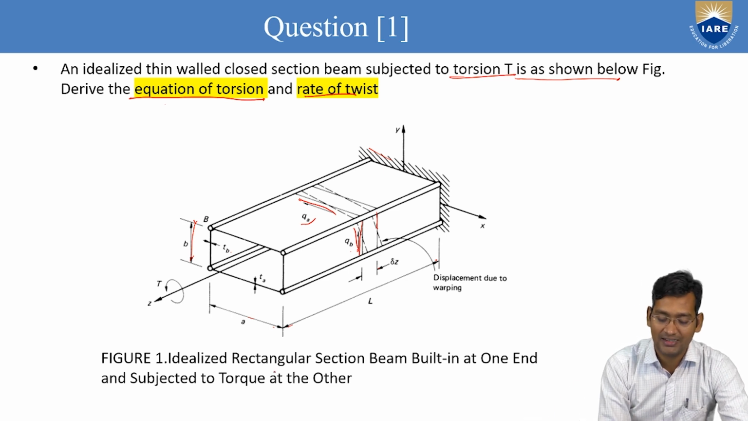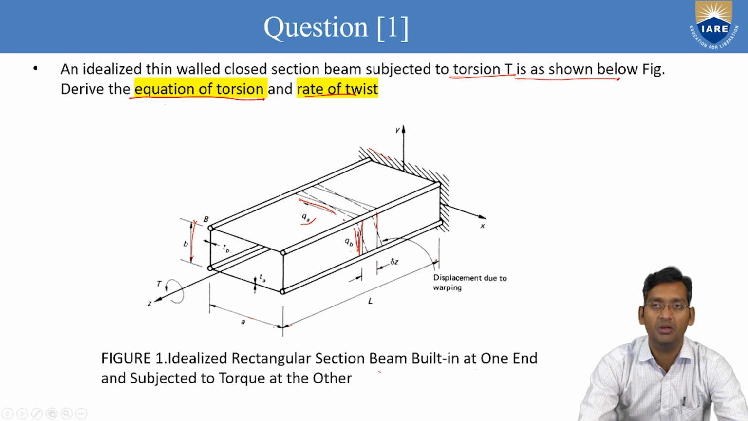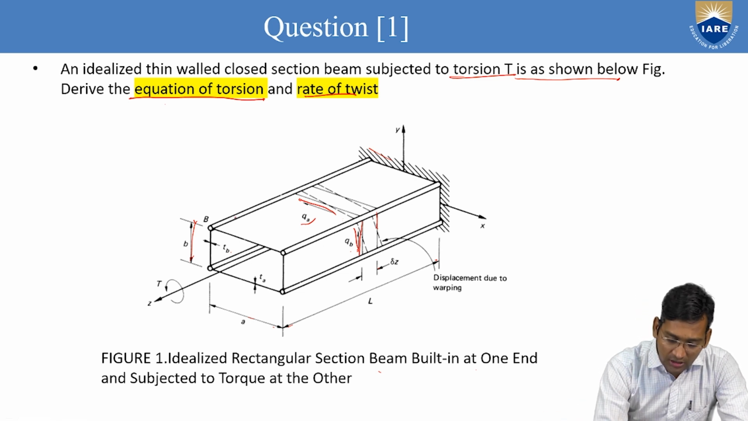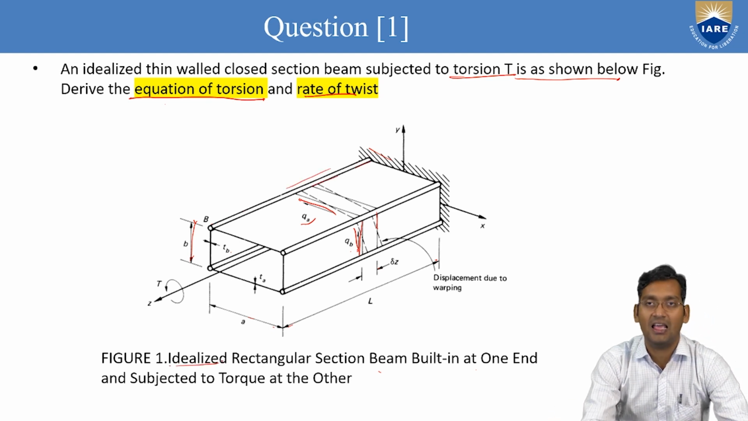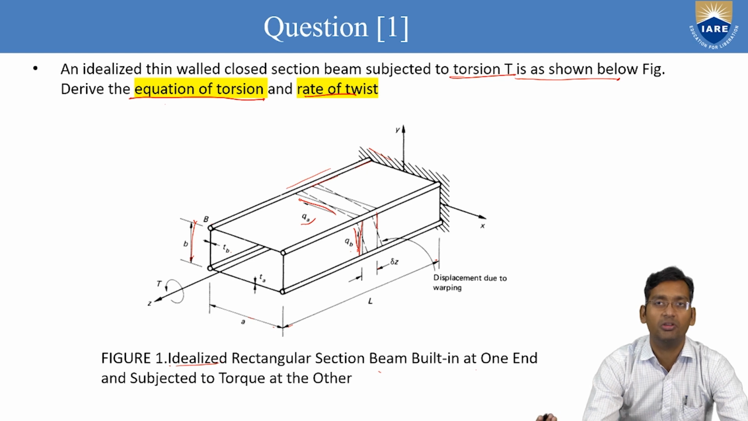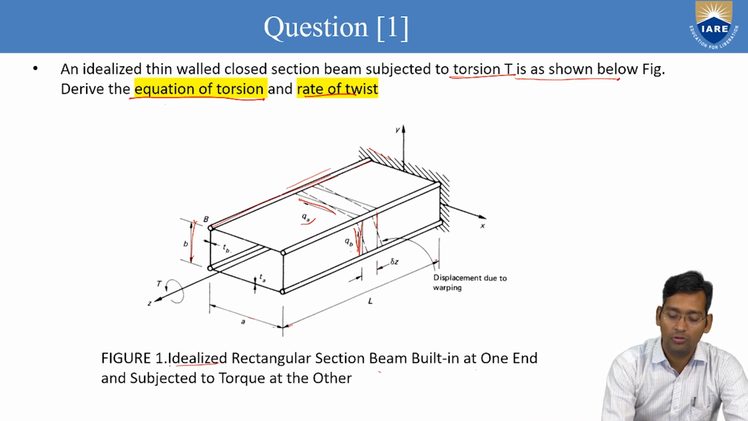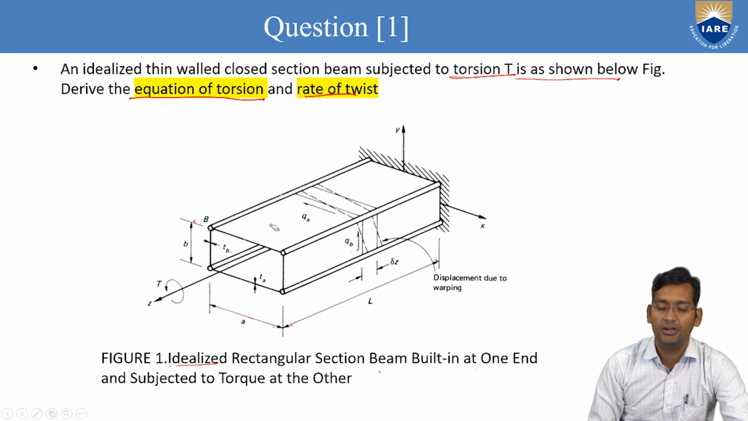You can see the idealized rectangular section being built in at one end and subjected to torque at the other. Here B is the boom area. That is why it is named idealized. After idealizing, whatever the stringer parts are, we convert them into booms. So now the booms are here. Now we have to derive the equation of torsion and rate of twist.